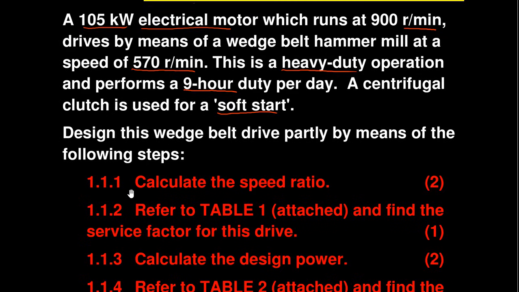Now the first calculation says calculate the speed ratio of this drive. To calculate the speed ratio, you need to know the formula, because they will not give you this formula. This is one of the formulas that you need to know by head in the exam. It will not be in your formulas.